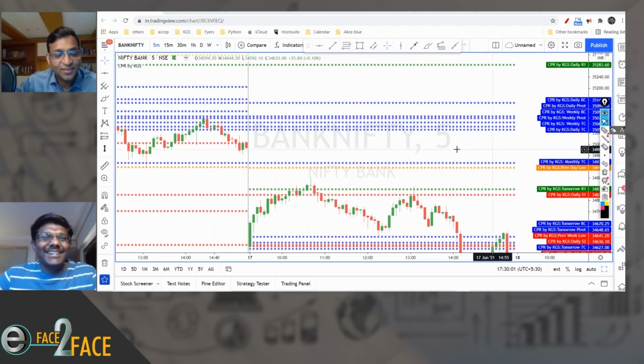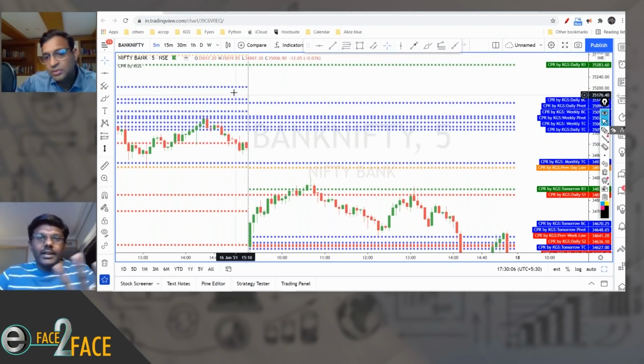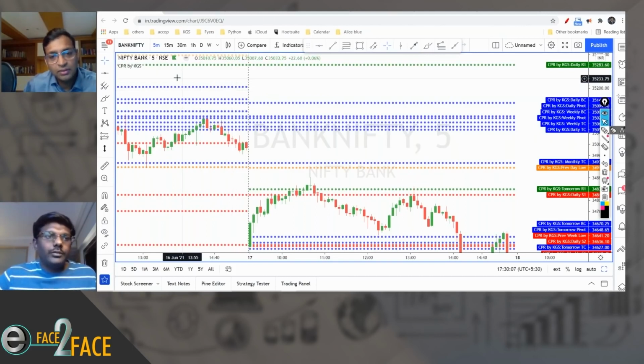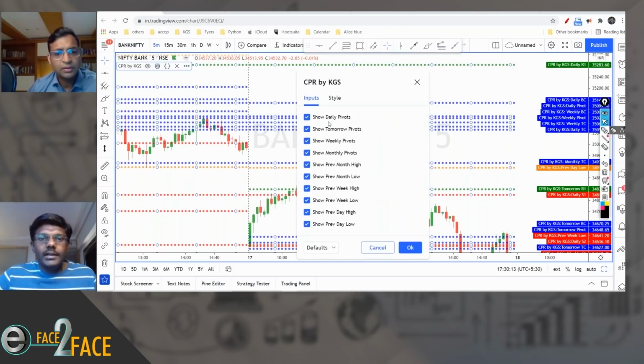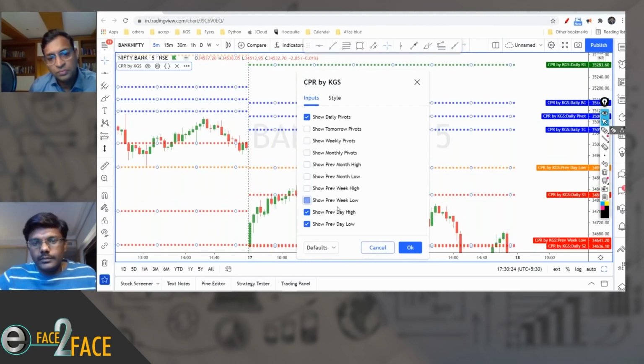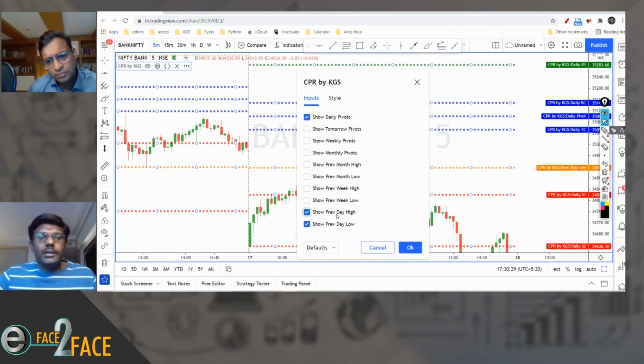When we apply the CPR indicator in our charts, it looks very clumsy like this. So what we have to do is go to the CPR settings on the left hand side, and here we can see a lot of levels. Now I'm using a 5 minutes chart, so I have to use only the daily pivot, and I am going to switch off all other levels. Now for intraday trading on a 5 minutes chart, we definitely need to use previous day high and low.